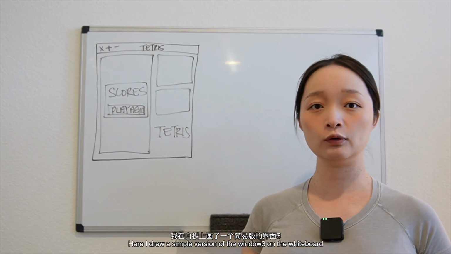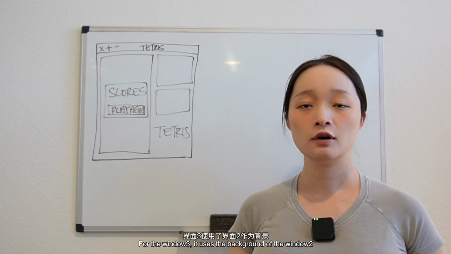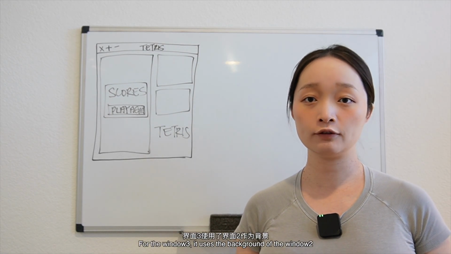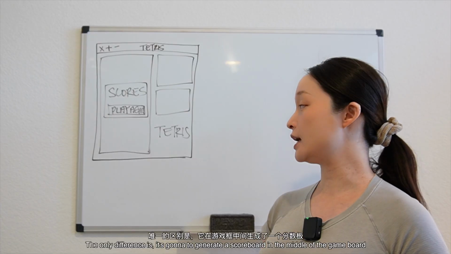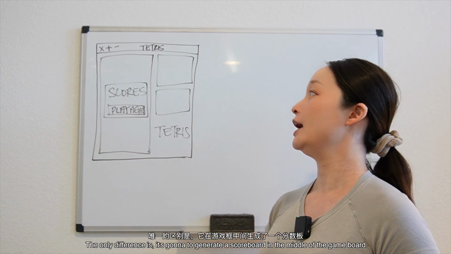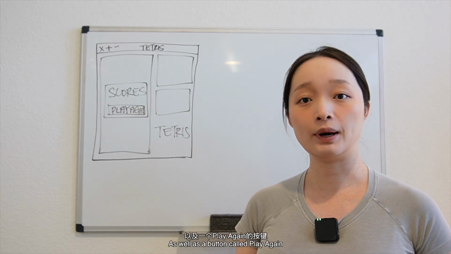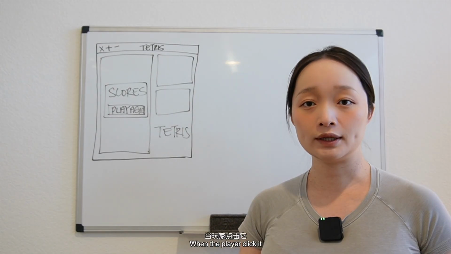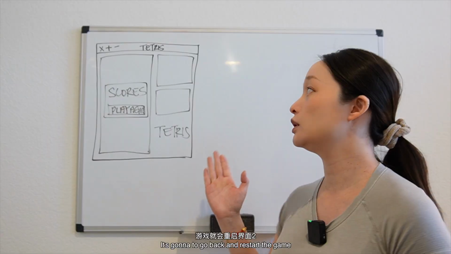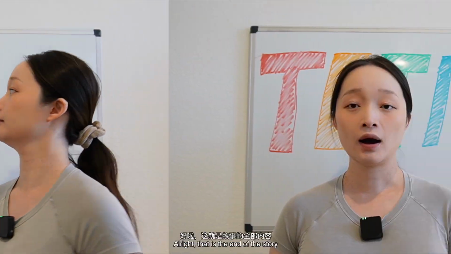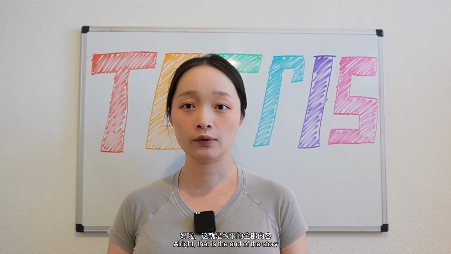Here I drew a simple version of window 3 on the whiteboard. Window 3 uses the background of window 2. The only difference is that it's going to generate a scoreboard in the middle of the game board. It will show the score as well as a button called Play Again. When the player clicks it, it's going to go back and restart the game. Alright, that is the end of the story.